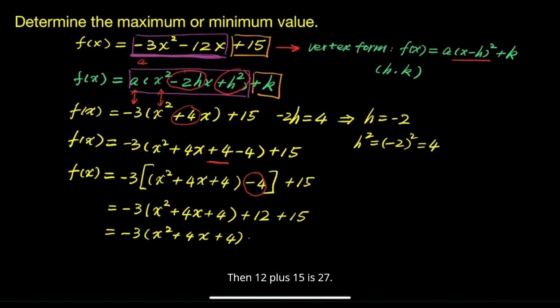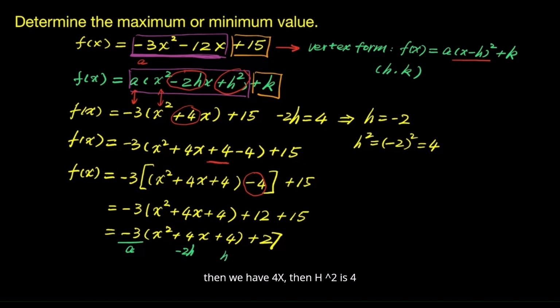Then 12 plus 15 is 27. Now you see we've successfully created the trinomial for a perfect square. Again, if you compare this to our target, this is a, which is negative 3. We need negative 2h here as the coefficient of x because h is negative 2. Then we have 4x, then h squared is 4, and k is 27.